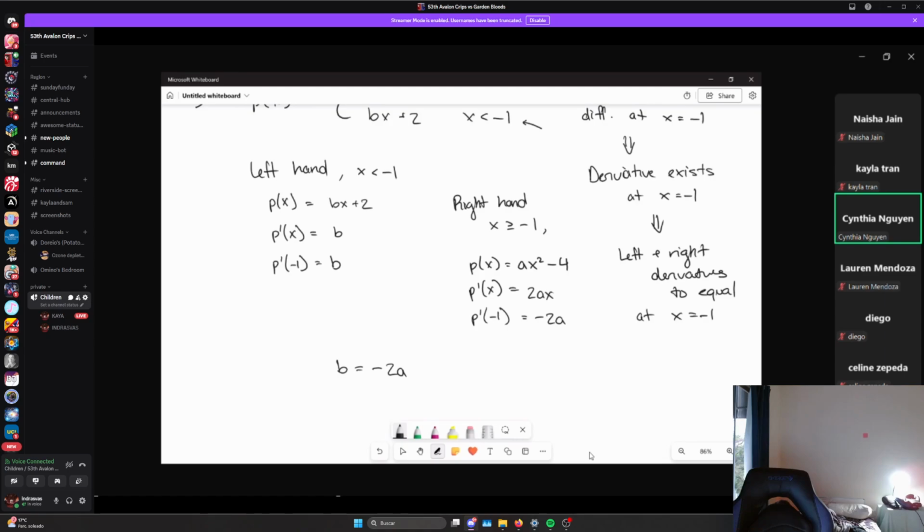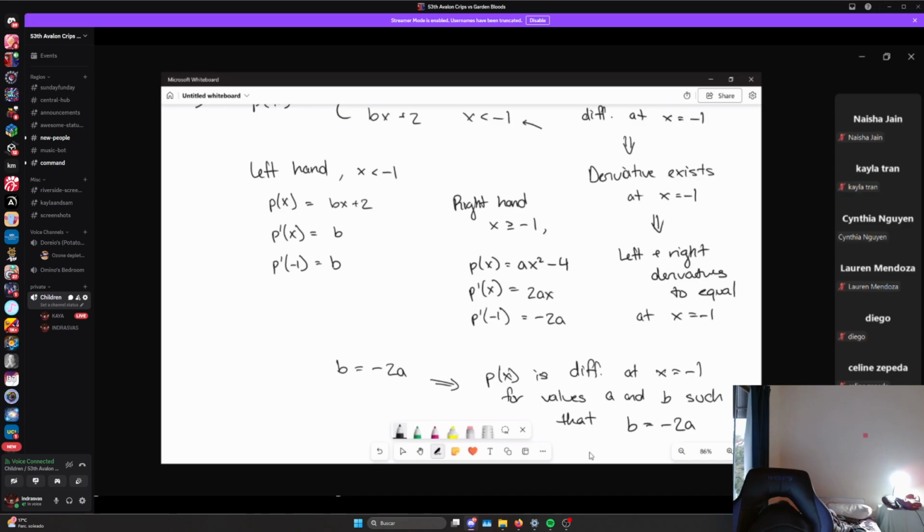That means that p of x is differentiable at x equals -1 for values a and b such that b equals -2a. So that is it for that question. Any questions or concerns for this one?